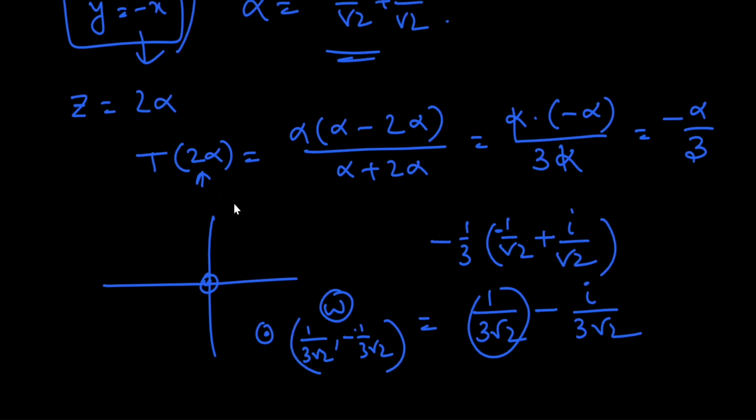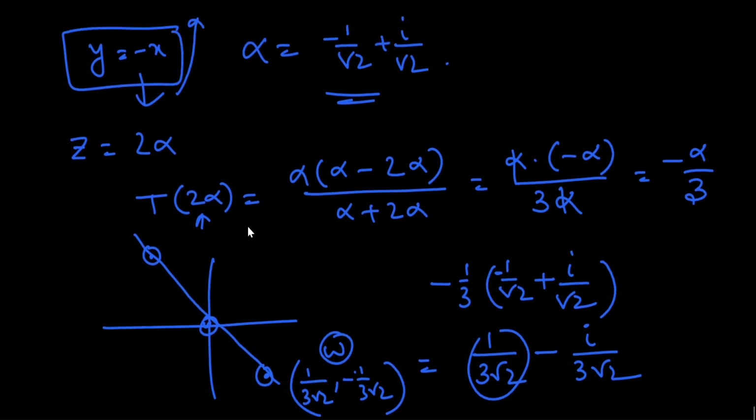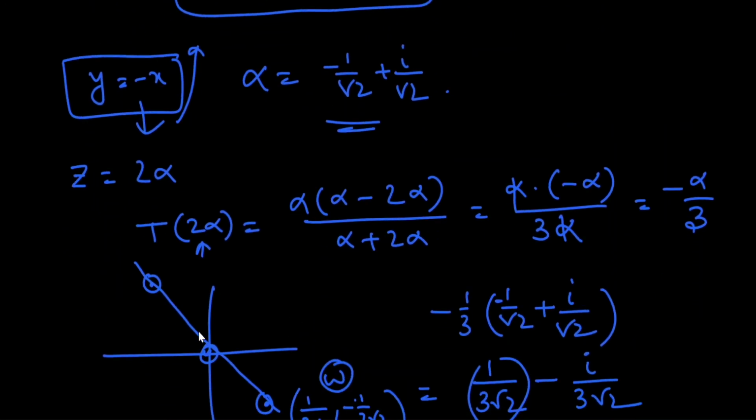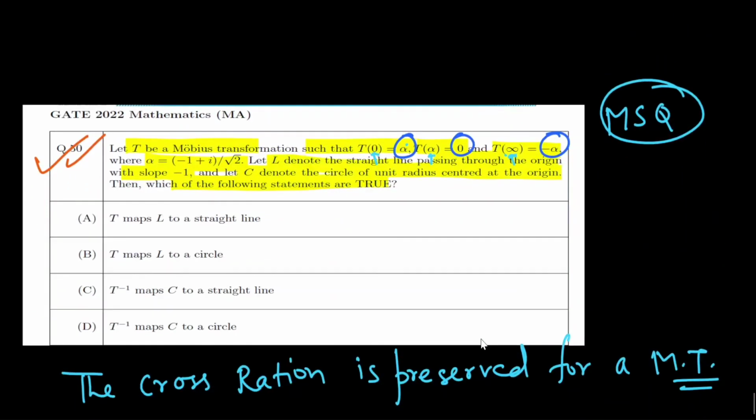Now these two points cannot lie on a circle, so clearly this is a straight line. Also if you take another point, then we get a point here, so this is clearly a straight line in the W plane. For the first case you can take another point to check this, because the calculation is very big, so I can conclude from this point only. If you are not satisfied, then you can take another point and do this calculation. So T maps L to a straight line. This option A is correct, and therefore option B is incorrect.